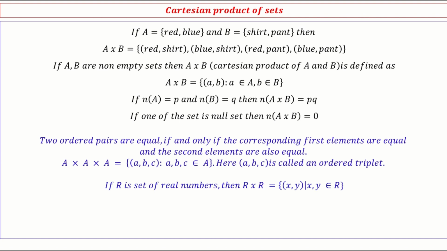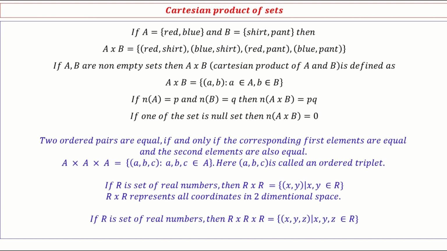If R is the set of real numbers, then R cross R is the set of (x, y), where x, y belong to R. These are the coordinates in two-dimensional space. R cross R is all the coordinates in two-dimensional space. If R is the set of real numbers, then R cross R cross R is all the coordinates in three-dimensional space. If you convert it to graphs, this is what it is. So this is the basics about the Cartesian product.